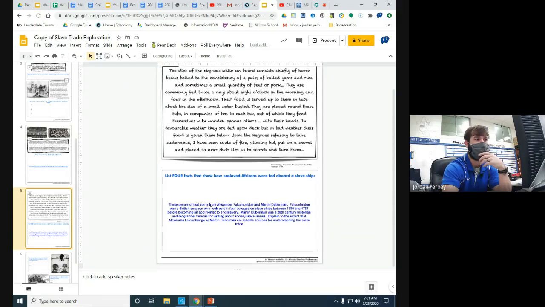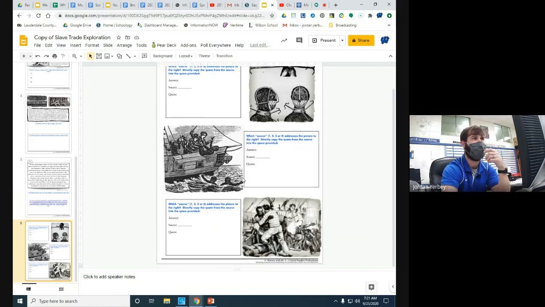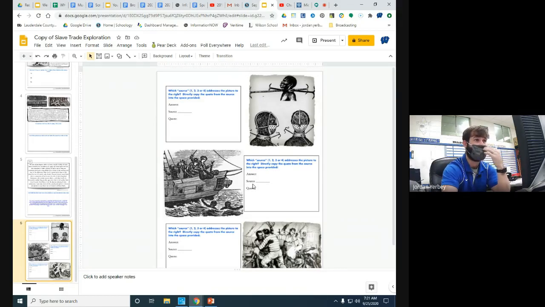Then the next part talks about the sources, and you are to explain to the extent that Alexander Falconbridge and Martin Duberman are reliable sources. So why are they reliable sources? And that's based on this reading right here and the information that you're reading here. So, why were these 2 guys reliable sources? And then lastly, you're tying it all together. You take the sources, you take the pictures, and you make connections.